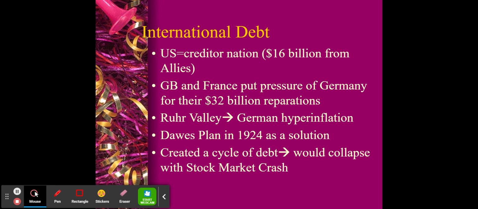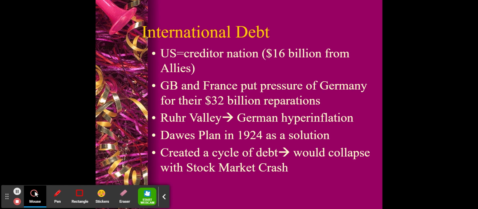And so this is going to create a cycle of debt. The U.S., American banks, and the stock market, et cetera, will loan money to Germany. Germany will then make their monthly war reparations payments to France and Great Britain. France and Great Britain will then turn around and make their payments to the United States. And on and on and on that cycle goes.